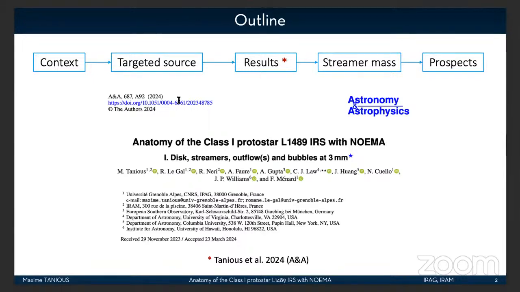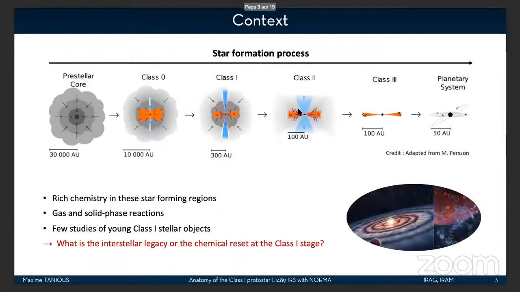Okay, so I will start with a bit of context and present you the targeted source, and then present to you some results that were published earlier this year in a paper in A&A. And then I will go to some work in progress to derive the mass of streamers that I will show you in a moment, and then finish with some projects.